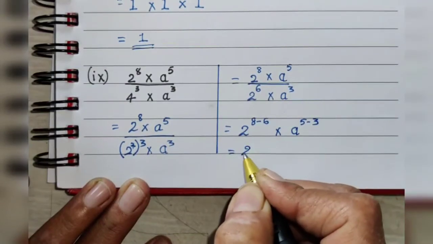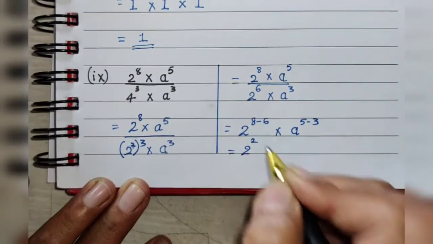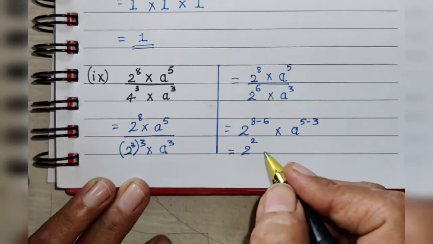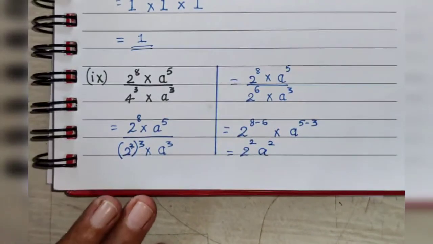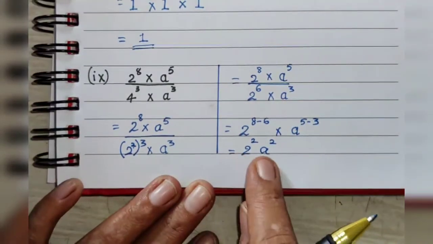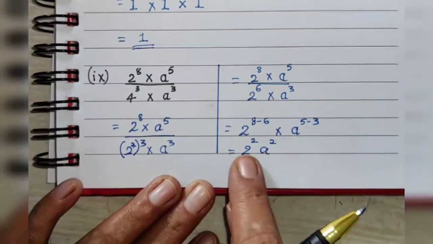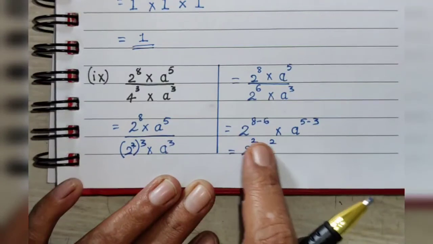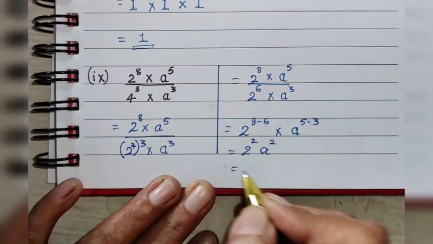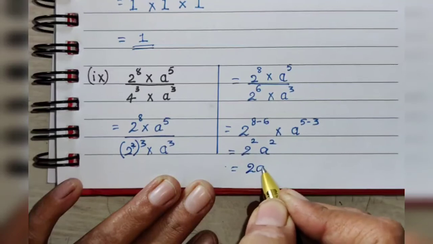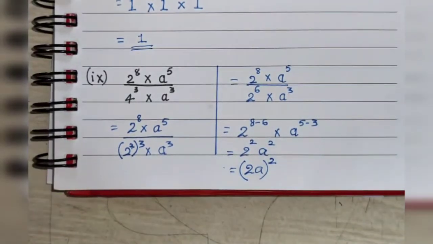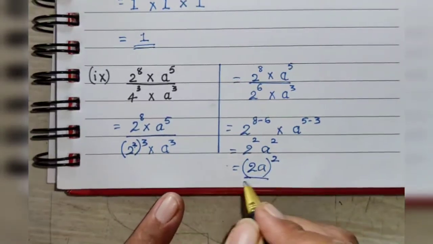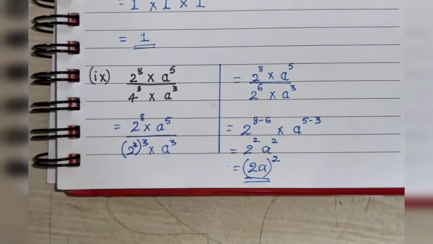So the answer is 2 to the power 8 minus 6, which is 2, so 2 to the power 2, and a is also having the power 5 minus 3 as 2. Now the bases are different, but the power is same. So you can write it commonly as 2a in a bracket, and they have the common power 2. You can answer it like this. Okay, so this is how we have done.